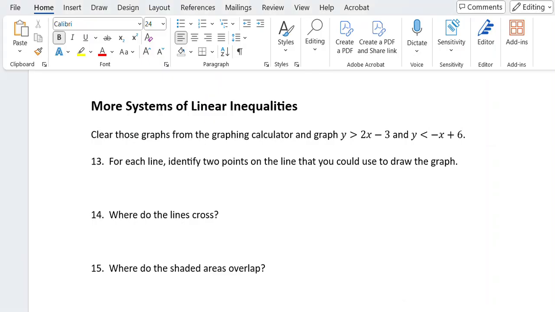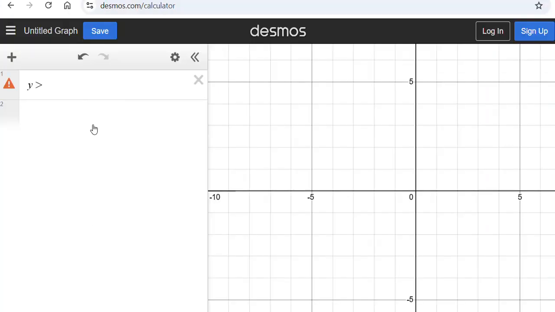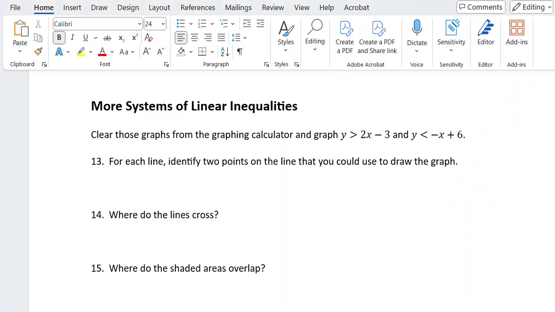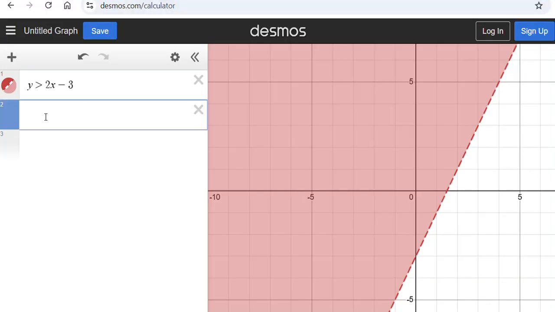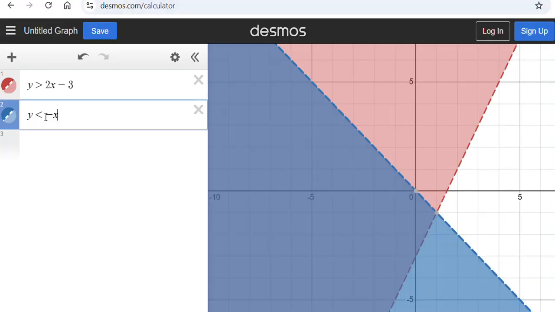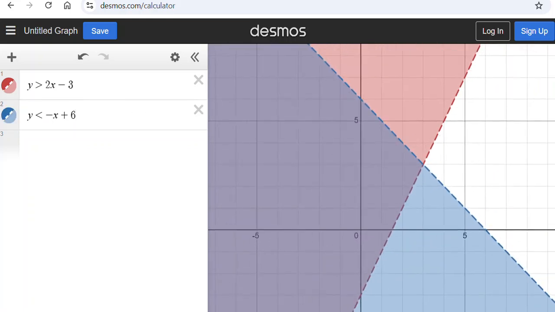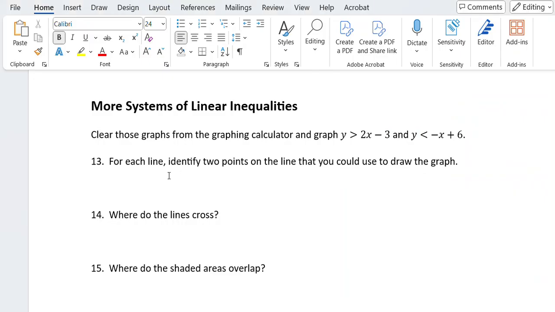Y greater than 2x minus 3 is my first line, and y less than negative x plus 6. So here are my two lines. The first question says to identify 2 points on each line that you could use to draw the graph.